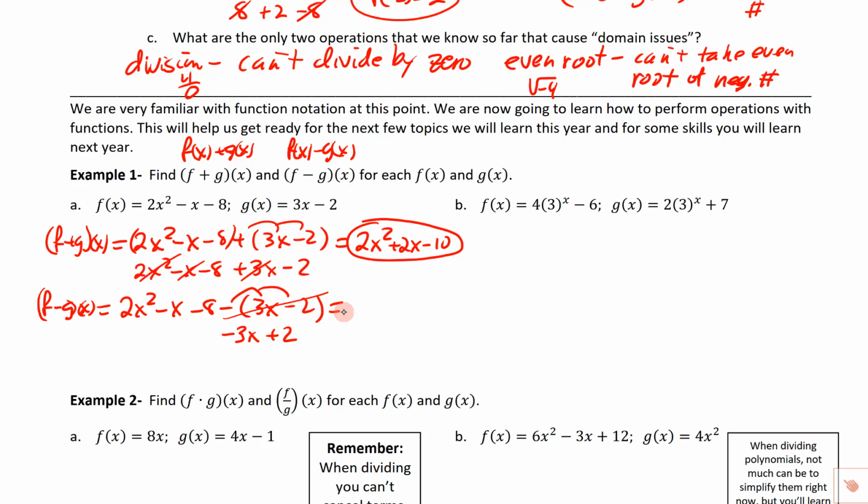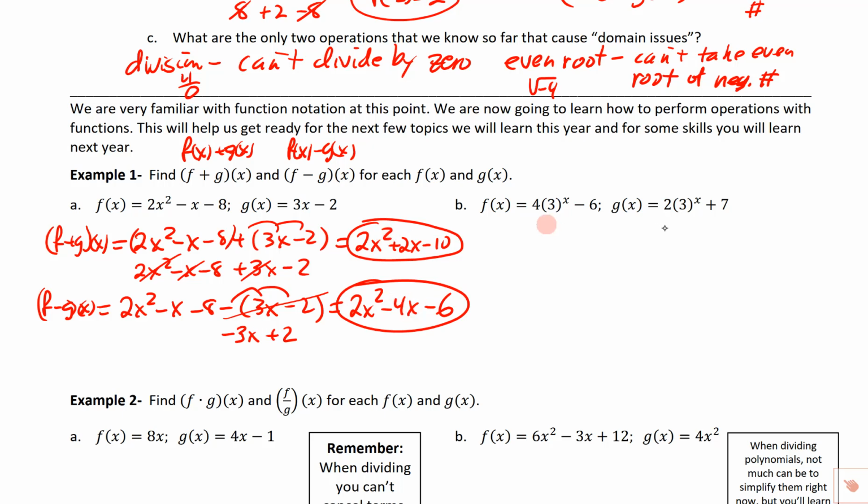Now we're just going to collect like terms. We've got the 2x squared that we had to begin with, and then we're going to put together the minus x and the minus 3x. That's going to be minus 4x, done with those. And then we have a negative 8 plus 2, that's going to be negative 6. All right, so this is f plus g of x, and this is f minus g of x.